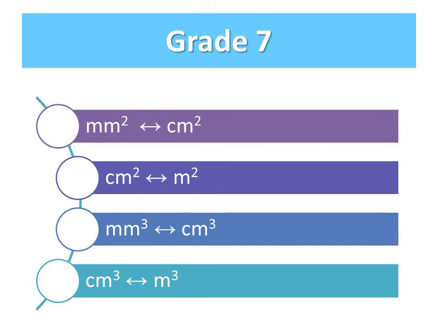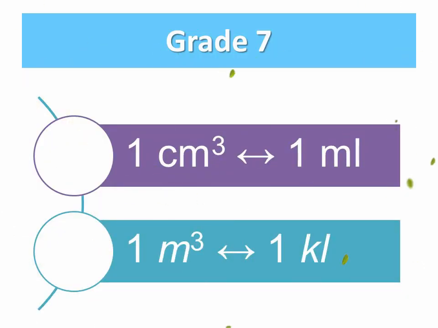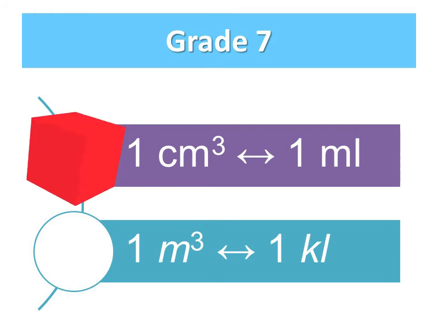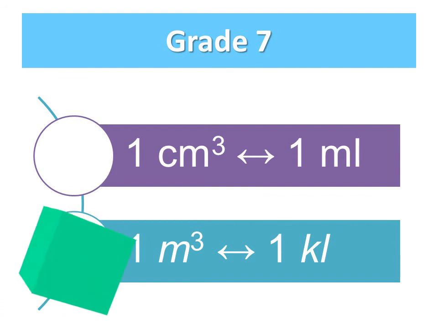They must do this by using and converting between appropriate units, including square millimeters, square centimeters and square meters, and cubic millimeters, cubic centimeters and cubic meters. Learners should also practice solving problems using equivalents between units. 1 cubic centimeter equals 1 milliliter and 1 cubic meter equals 1 kiloliter.